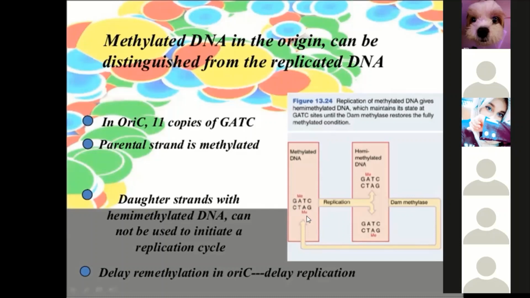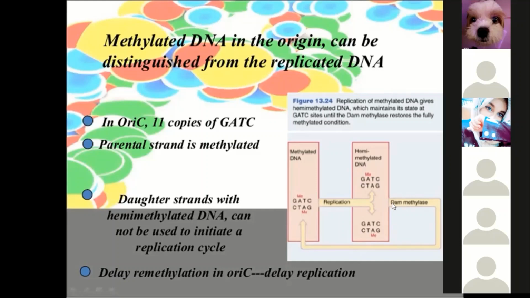So the parental strand, this is the methylated DNA, okay? Where a methyl group is attached here. So when replication takes place, it is in a hemimethylated condition because the parental strand is methylated and the newly synthesized strand is not methylated. So you can demarcate the parental strand, where both strands are methylated, from the daughter strands, where one is methylated and the newly synthesized strand is not methylated.